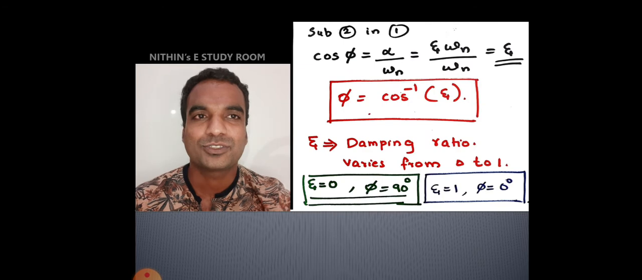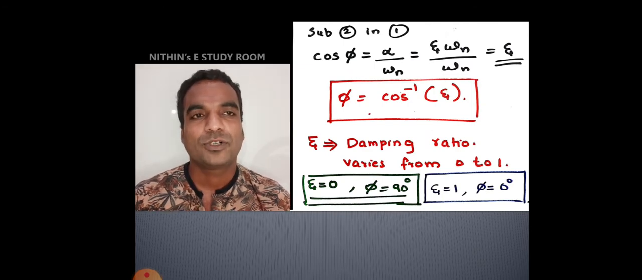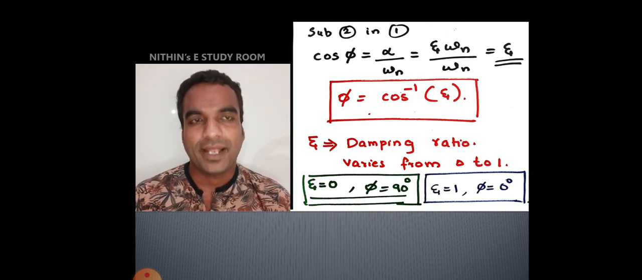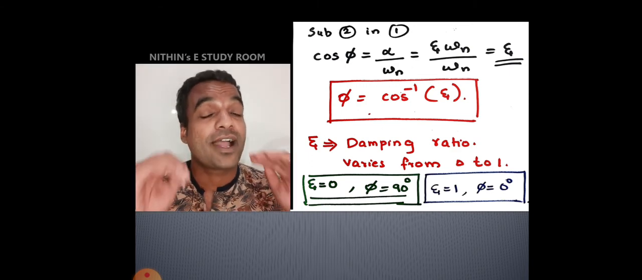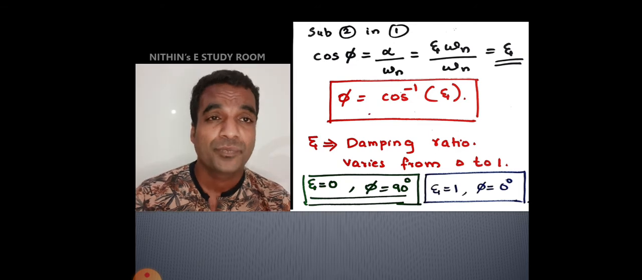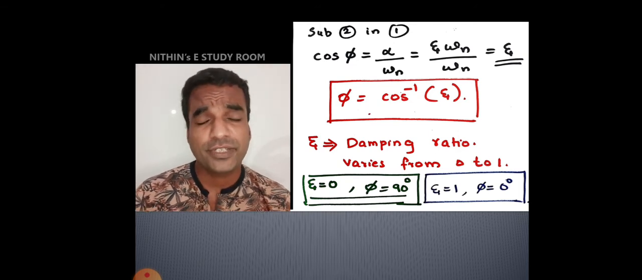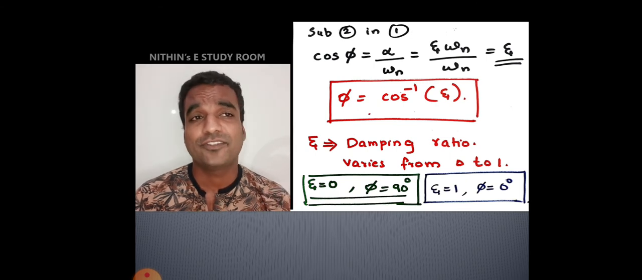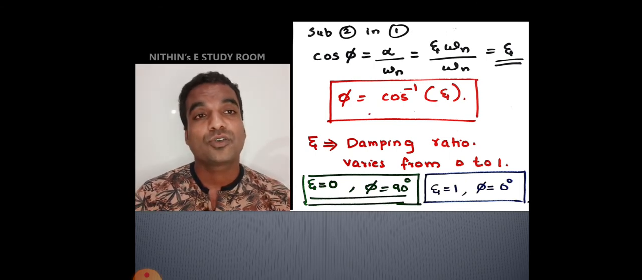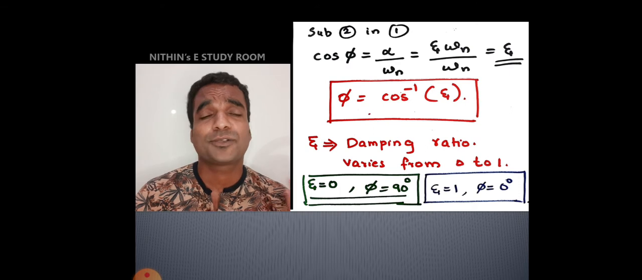So what will be the cos phi? Substitute 2 in 1. Cos phi is alpha by omega n. Alpha is nothing but eta omega n. Alpha is damping factor and eta is damping ratio. So eta omega n by omega n, the omega n cancels and finally it will become eta. So cos phi is equal to eta, then phi is equal to cos inverse eta.